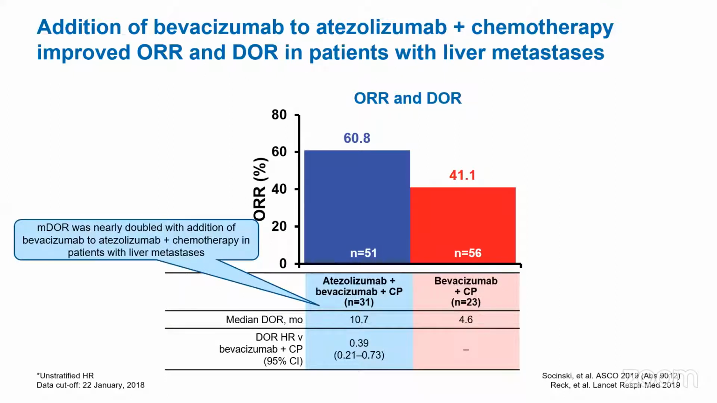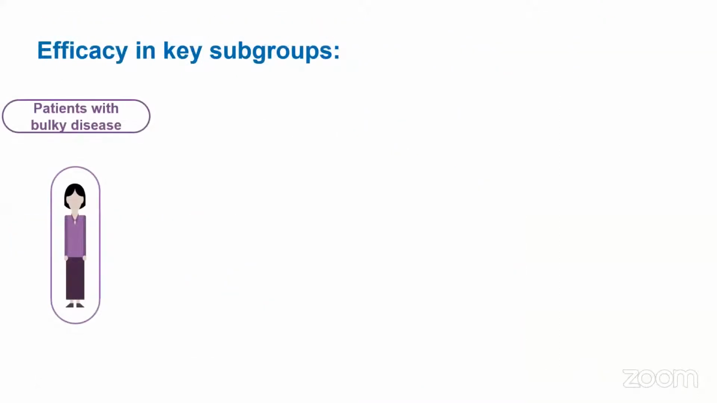Here also, the overall response was 60.8% for the ABCP arm versus 41.1% for the BCP arm. And the median duration of response was 10.7 months for the ABCP arm versus 4.6 months for the BCP arm. So overall, it nearly doubled the duration of response with the addition of bevacizumab plus atezolizumab and chemotherapy in patients with liver metastasis. Another thing observed in the study was patients having bulky disease.